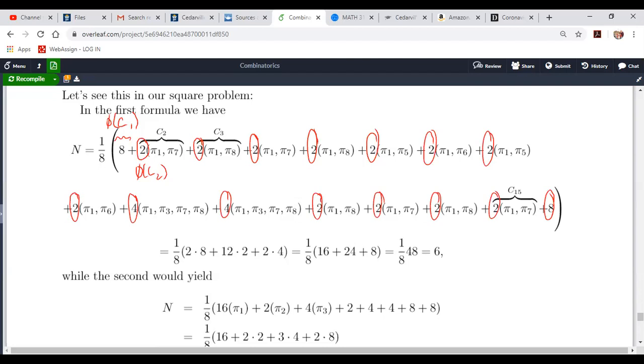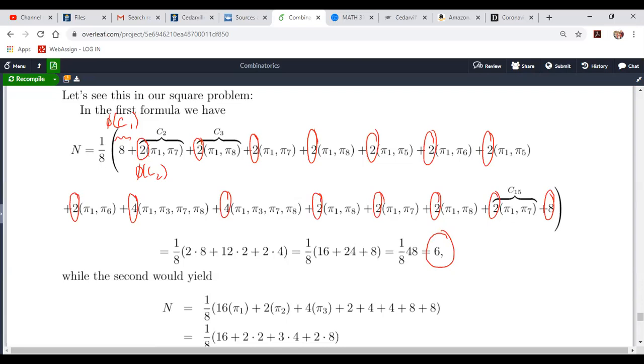So amazingly, what do we end up with here? Well, I have a couple of 8s. How many 2s do I have? 1, 2, 3, 4, 5, 6, 7, 8, 9, 10, 11, 12. So 12 2s. And how many 4s? 2 of them. So 2 times 8 is 16, plus 24, plus 8. That's 48 over 8, which is 6. Amazing. That's exactly what we were hoping to get. Think about it for a minute.